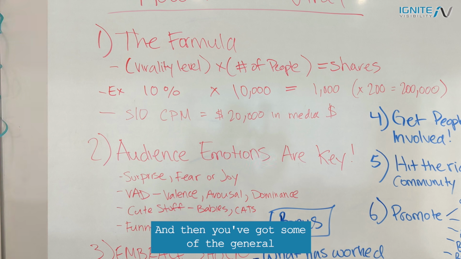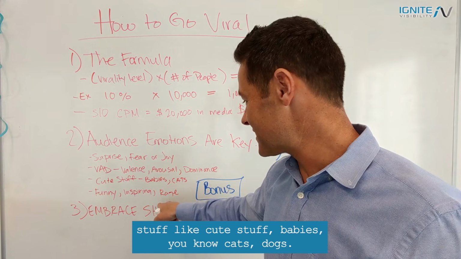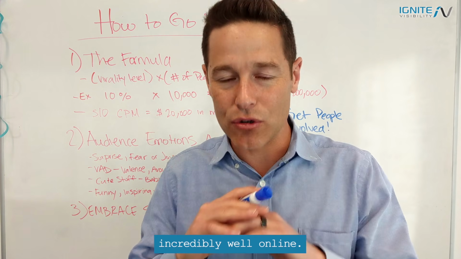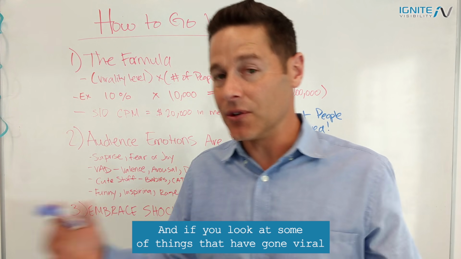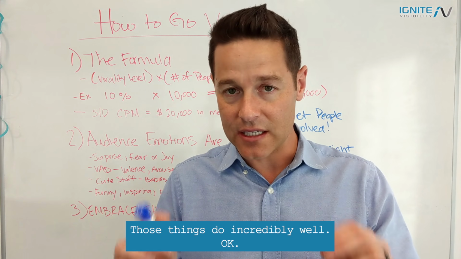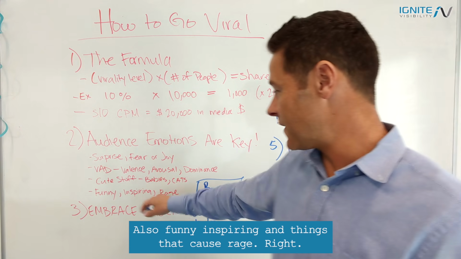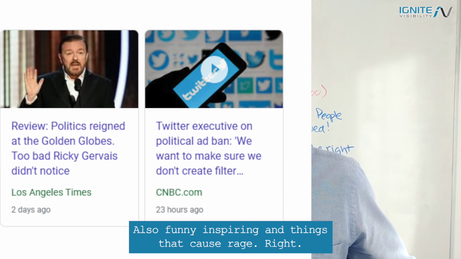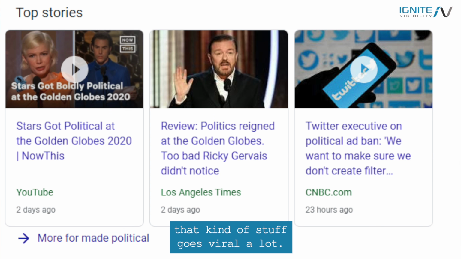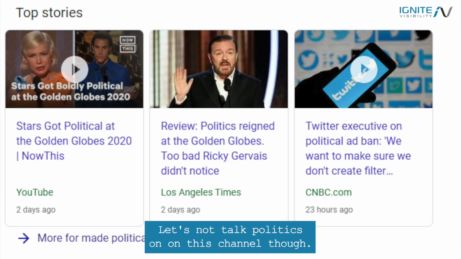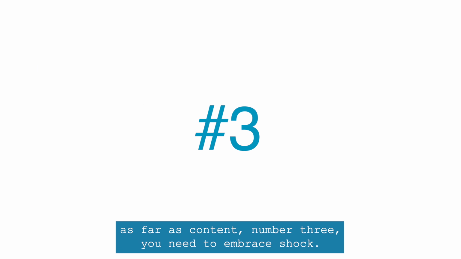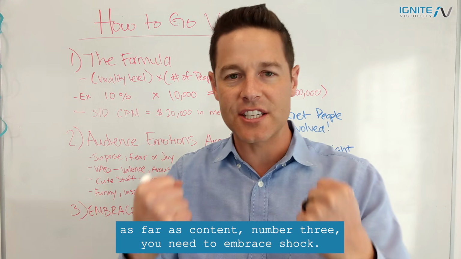And then you've got some of the general stuff like cute stuff, babies, cats, dogs. I mean, obviously these type of things really do incredibly well online. And if you look at some of the things that have gone viral before, which I'm going to talk about reverse engineering in a minute, those things do incredibly well, okay? Also funny, inspiring, and things that cause rage, right? So if you're upset from a political standpoint, you're mad, that kind of stuff goes viral a lot. Let's not talk politics on this channel though. All right, and then the last thing that I have here as far as content, number three, you need to embrace shock.